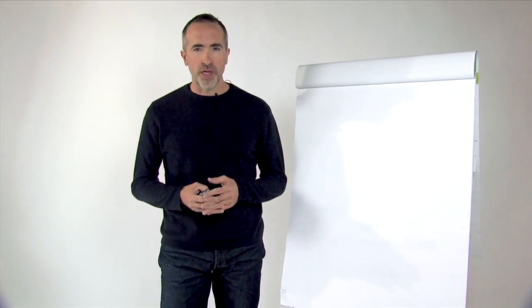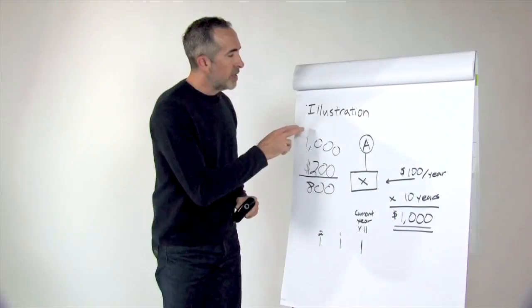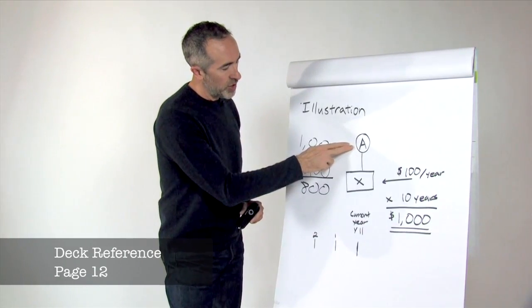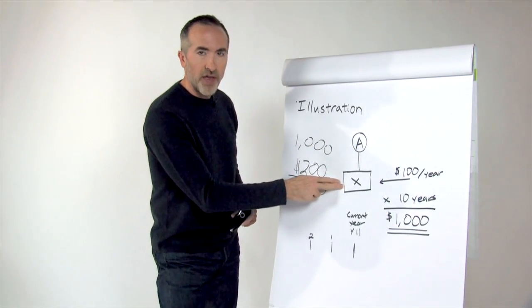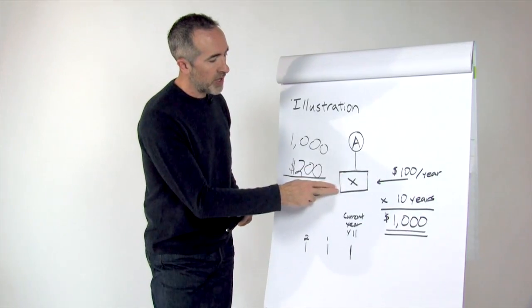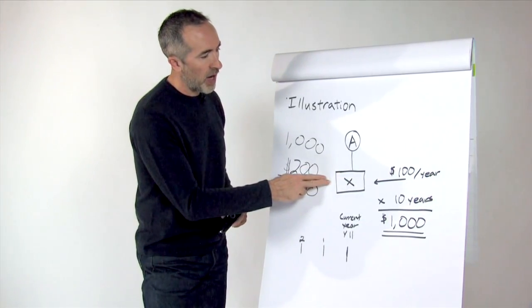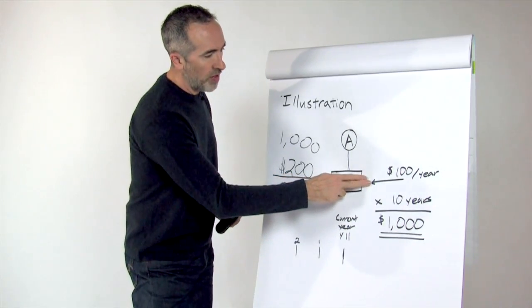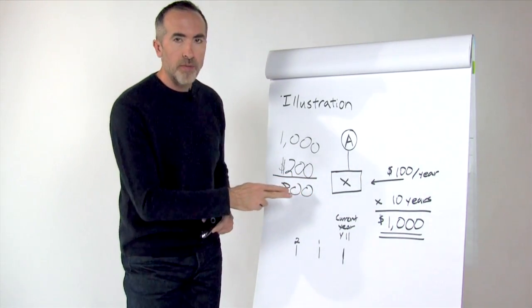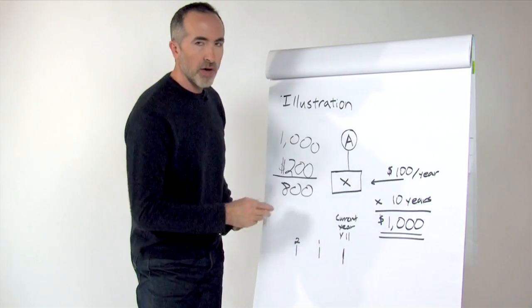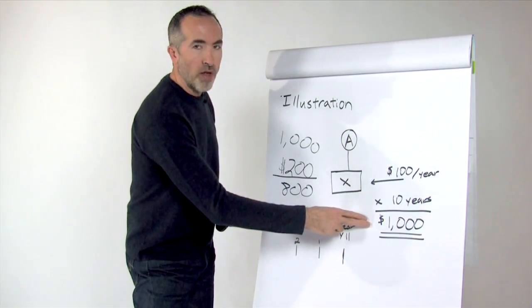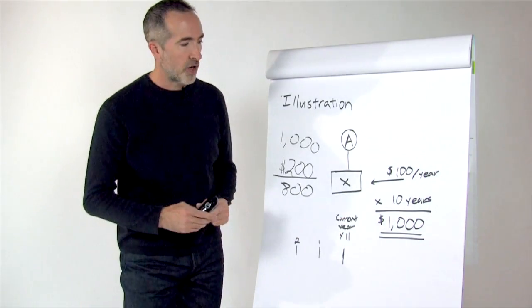Let's turn to an illustration. In this illustration, assume that A shareholder owns the stock of X corporation represented by this rectangular box. X corporation generates $100 of income a year for 10 years. This would result in a total income of $1,000 over a 10-year period.